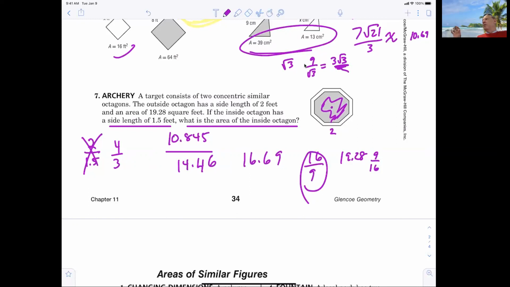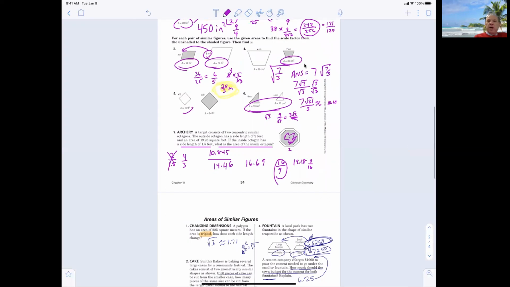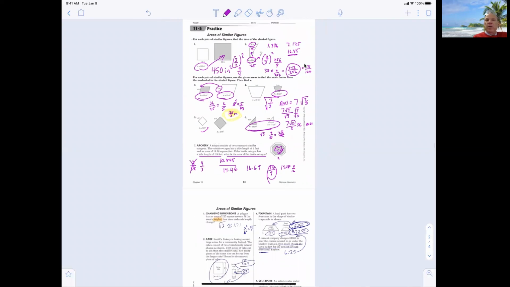Anybody just slightly unsure? Anybody? All right, guys, I'm happy with that. I don't know why every year I say it's easy and then everybody has a problem. And pretty soon we'll be doing similar volumes. What do you think the ratio of the volumes is going to be? If the area is squared, the volume is probably cubed. That's exactly right. Simple, simple.